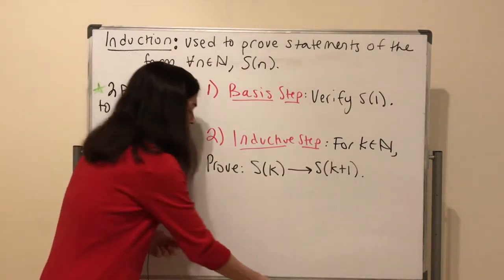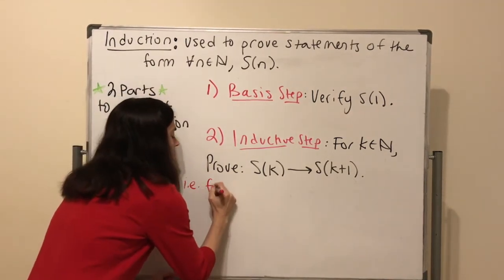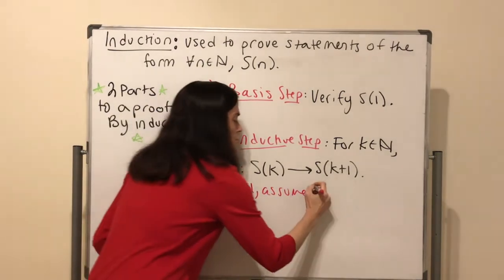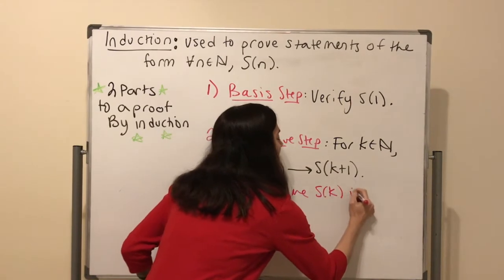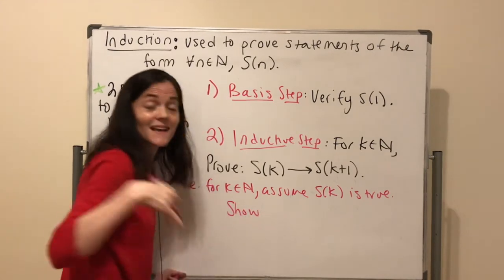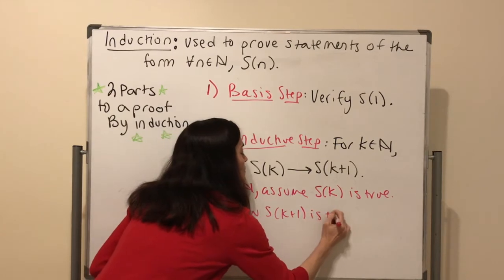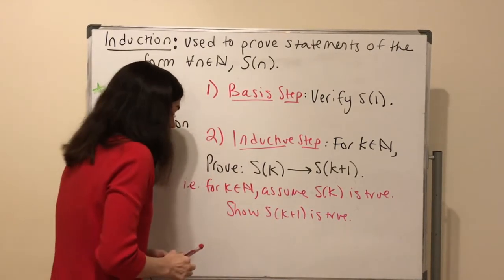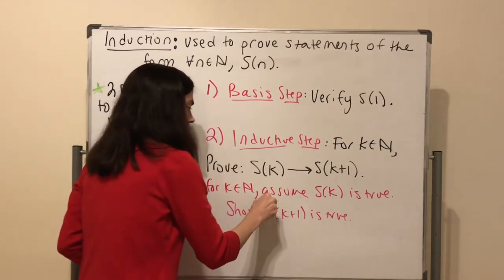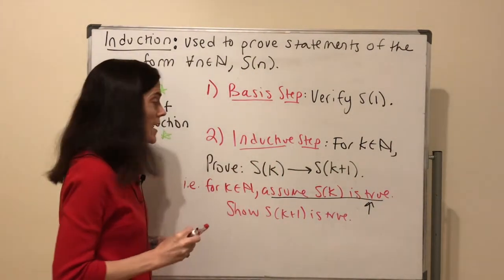Well, we assume, in other words, for k a natural number, we assume that S of k is true. And then we show, based on this assumption, that S of k plus 1 is true. And this part, the assuming S of k is true part, has a name. This is called the inductive hypothesis.